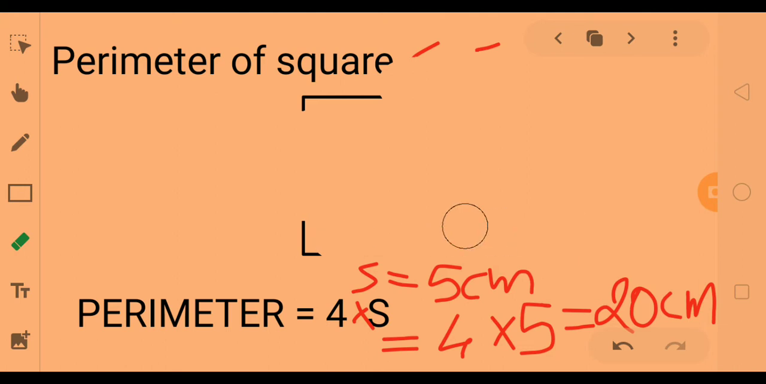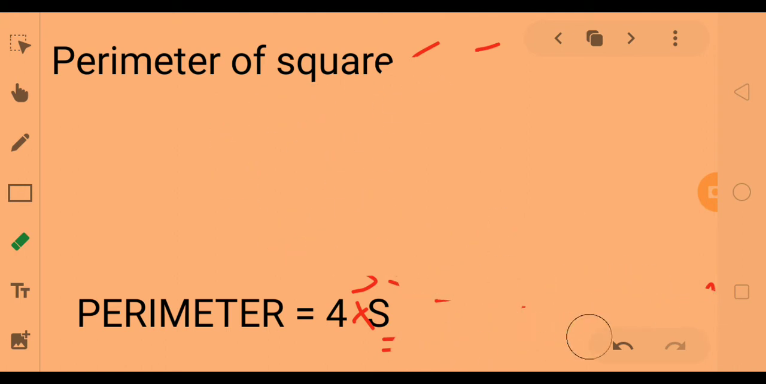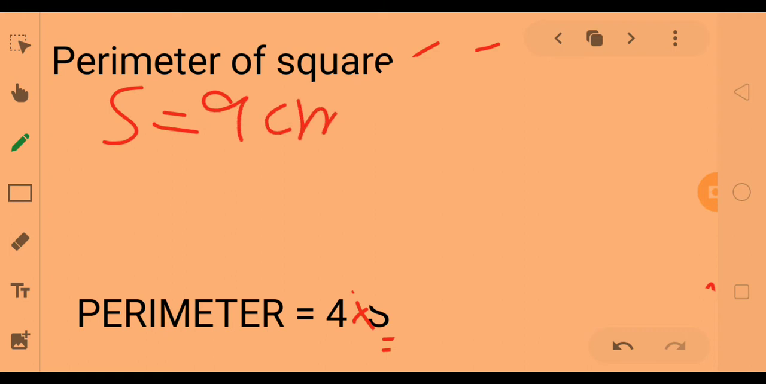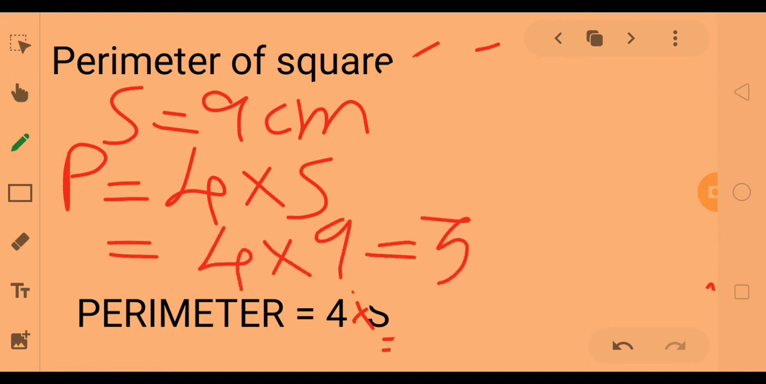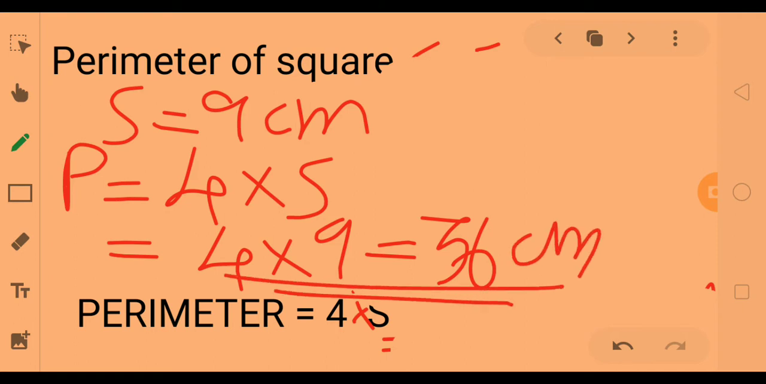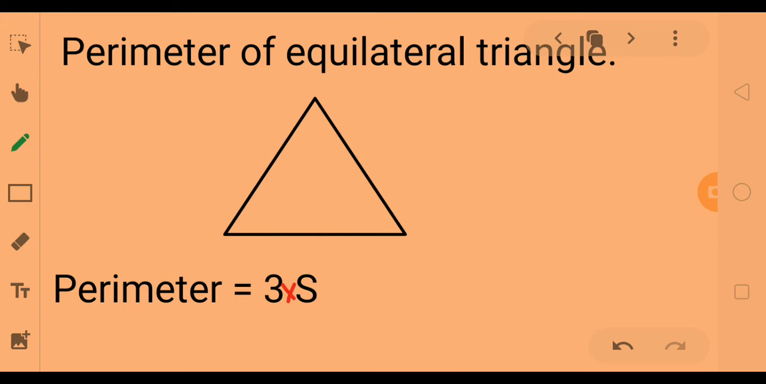Suppose the side of the square is given as 9 centimeter. How do we calculate the perimeter? We know the formula. What is the formula? 4 times side. The side of this particular square is 9 centimeter, so 4 times 9, we know that it is 36. So 36 centimeter would be the perimeter of this particular square. Let us move on to the next topic.